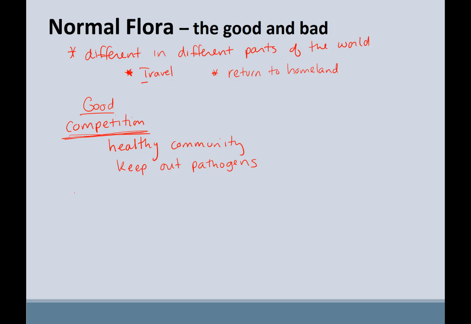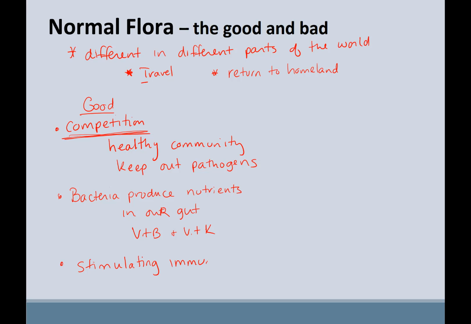So you probably know that bacteria produce nutrients for us. In our gut is what we're talking about. So vitamin B and vitamin K are produced by E. coli. We've talked about the good being part of stimulating the immune system. So the hygiene hypothesis. So it's not good to be sterile. We're not evolved to be that way. We need these microorganisms to stimulate our immune system at an early age and get us ready to take on what the world might throw at us.